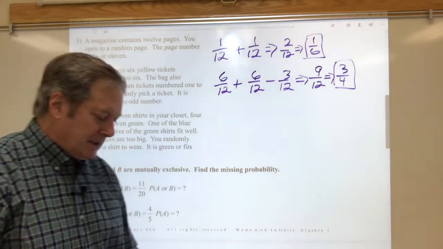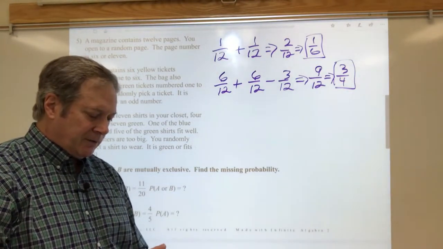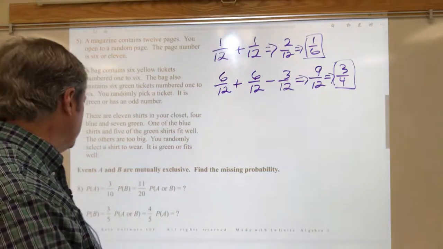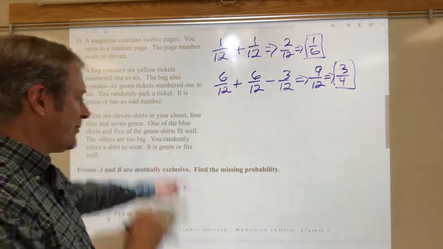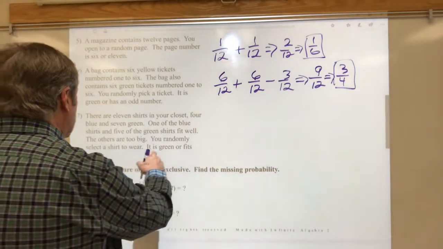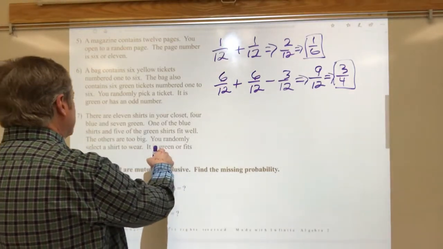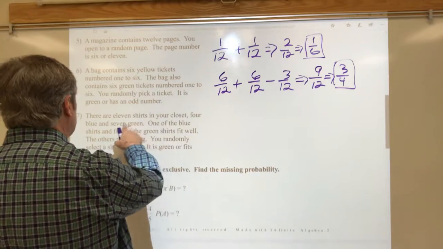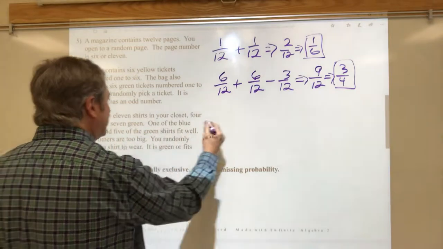So again, is there a way to get both? Are there some green ones that also fit well? And yeah, in fact, 5 of them. So we're going to have to subtract those out when we're all done. So first of all, how many ways are there of getting a green shirt? It looks like 7 out of 11.